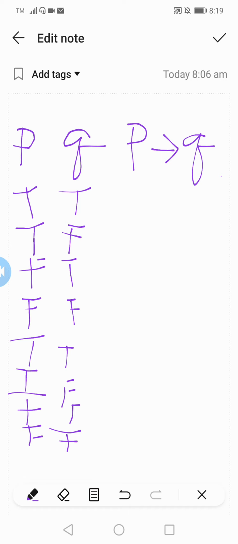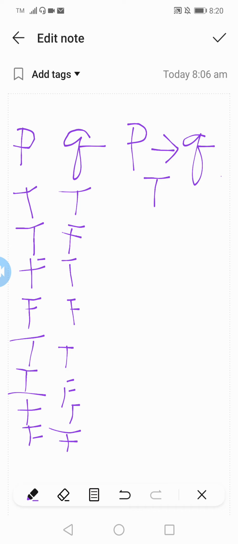So let's go back to the given problem. We want to find out the truth values of this statement if P then Q, with respect to the truth values of your P and Q. So since if P is true, then Q is true, automatically the compound statement, or the implication, will also be true. Okay, will also be true.